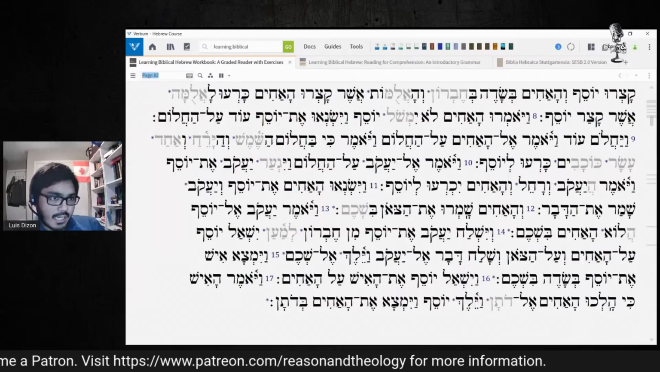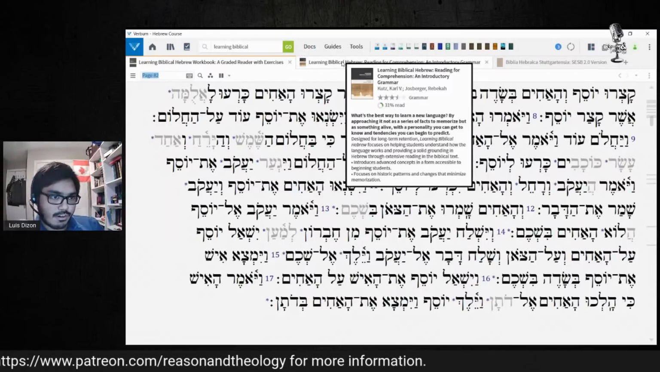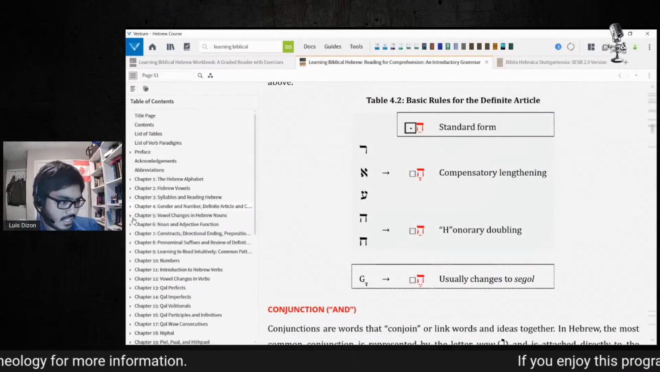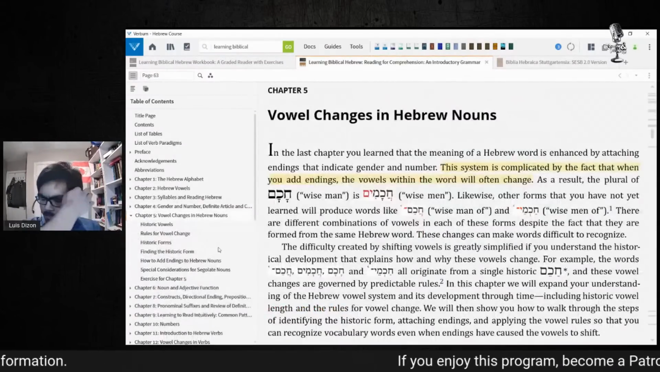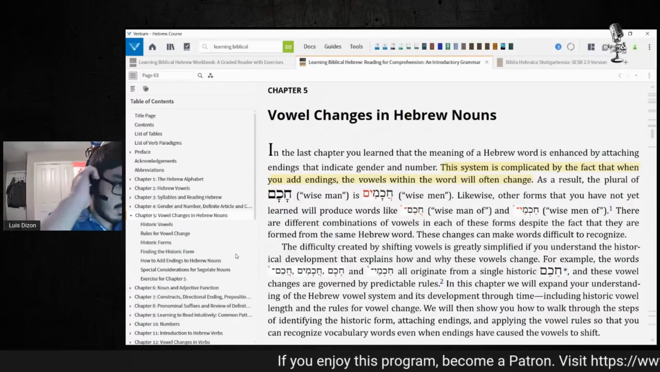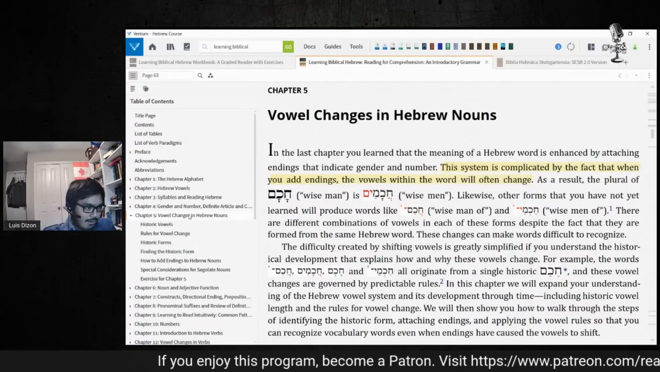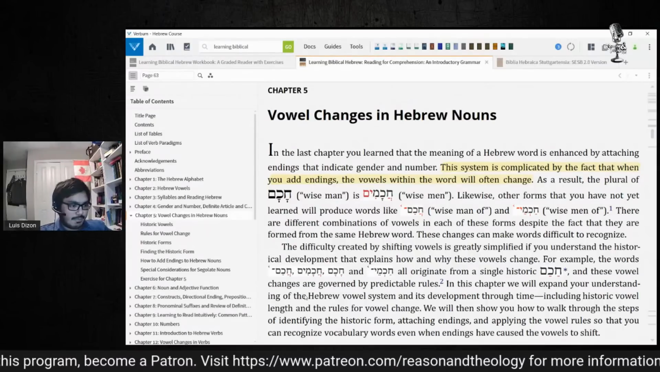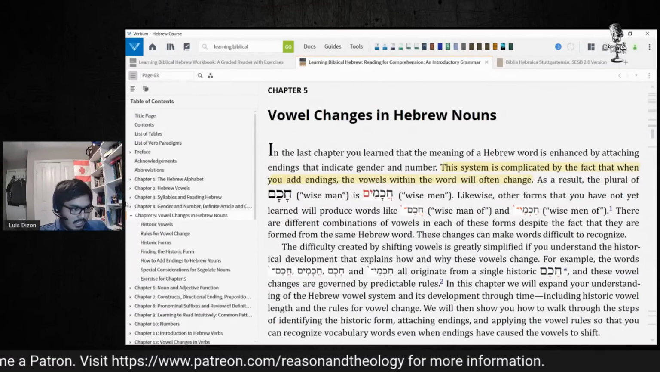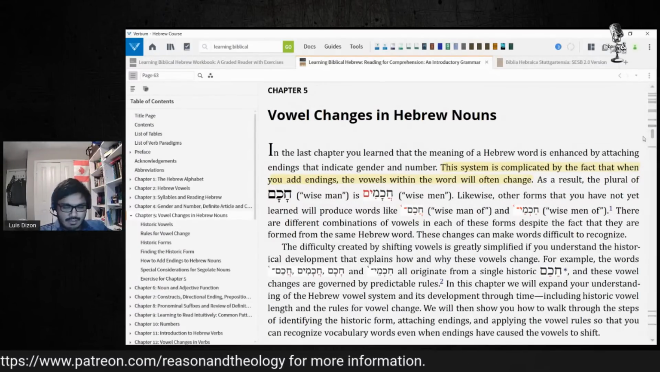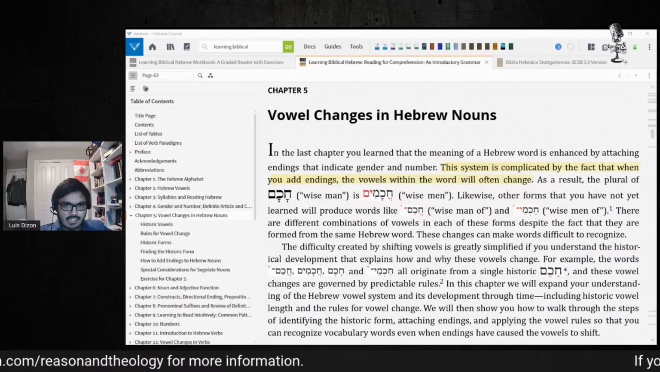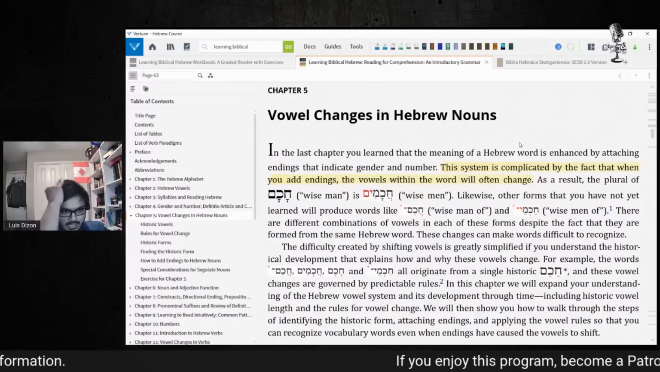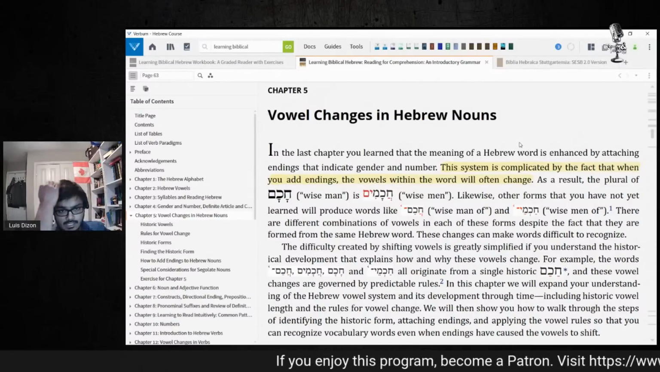So now we'll get to some grammar. So we'll try to cover chapters 5 and 6 in the textbook. So chapter 5 is about vowel changes in Hebrew nouns, and then chapter 6 is about nouns and adjectives. Chapter 5 is a little bit on the theoretical side, and it can be very technical at times, but it is something that is worth knowing about.